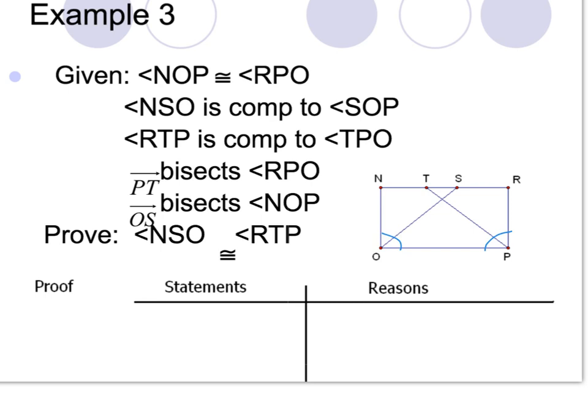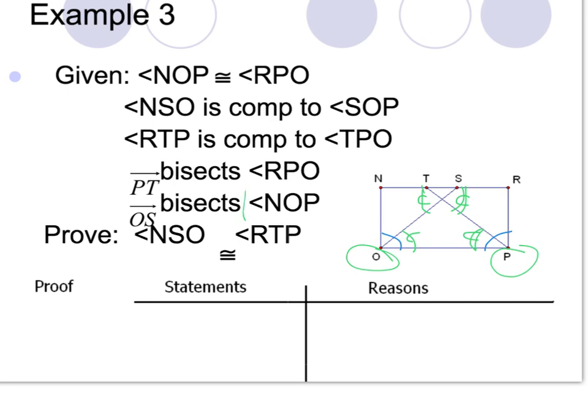All right, it says NSO is comp to SPO. I'm going to do that in green like we did before. NSO. Oops. I'm going to put a C there. And then SOP. And then I've got RTP and TPO. Another little comp action. All right, PT bisects RPO, which would mean it splits into two congruent parts, right? So we got some bisecting going over at this angle and bisecting going over here at this angle.